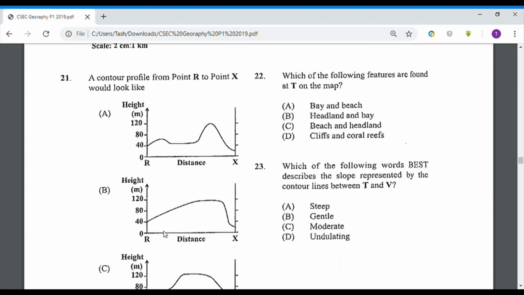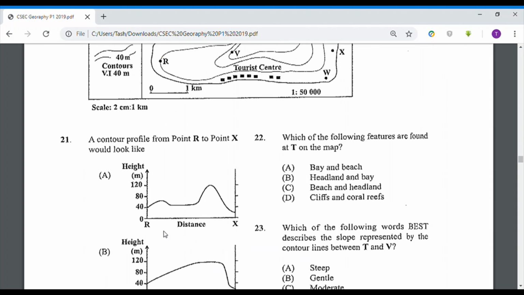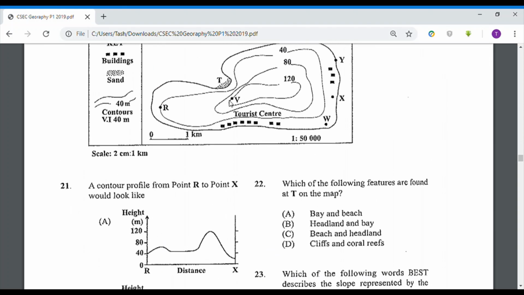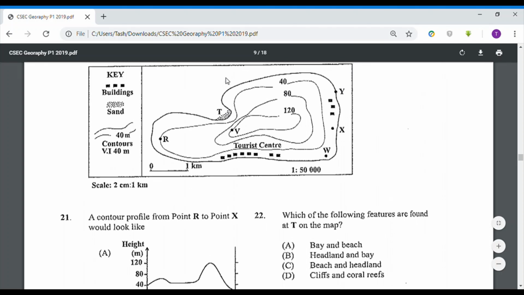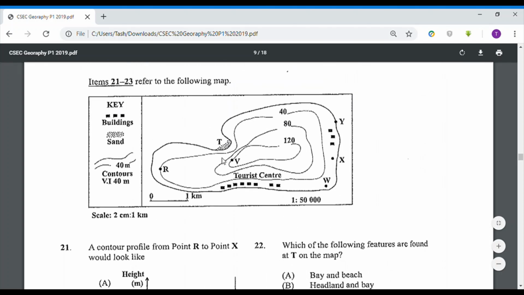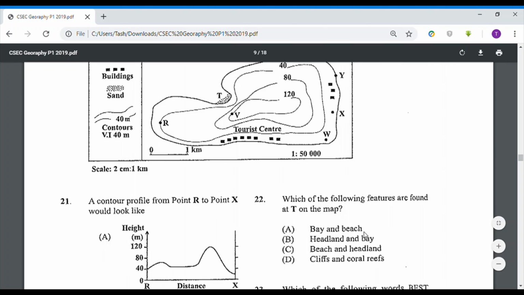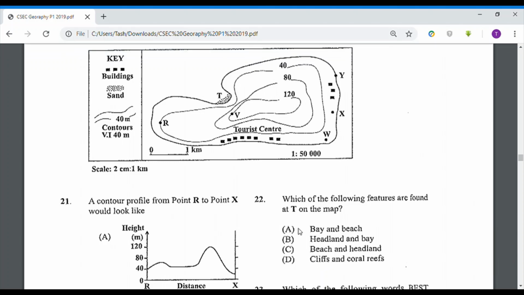Number 22. Which of the following features are found at T on the map? Let us find T on the map. Okay, so at T here, based on the key, this is sand. So this is a beach. We are already sure of the beach, so we can look at our responses. Bay and beach, headland and bay, beach and headland, cliffs and coral reef. So we are looking at either option A or option C.